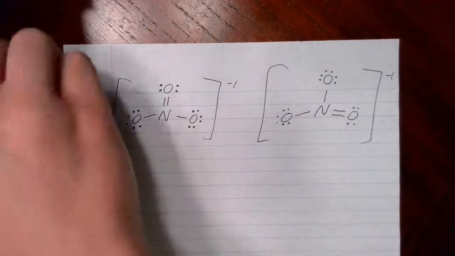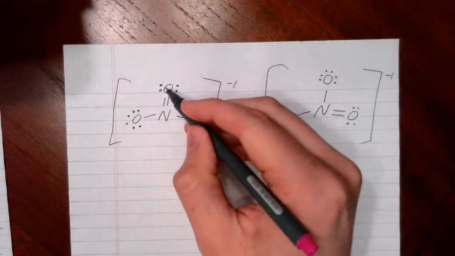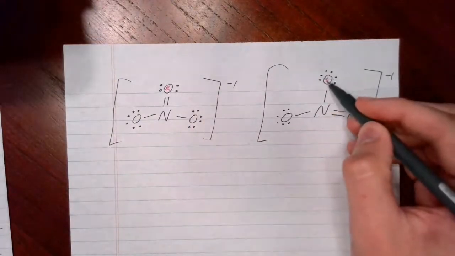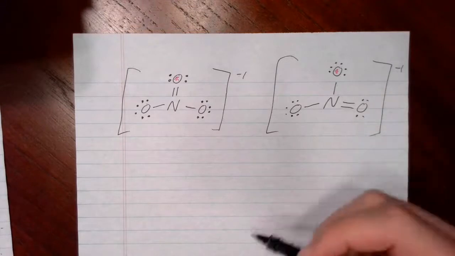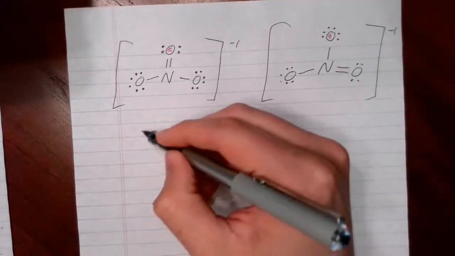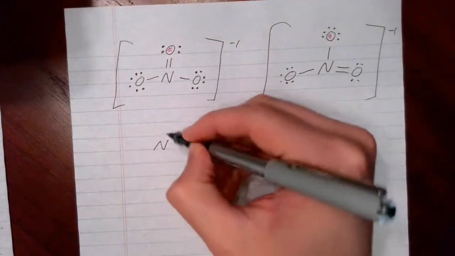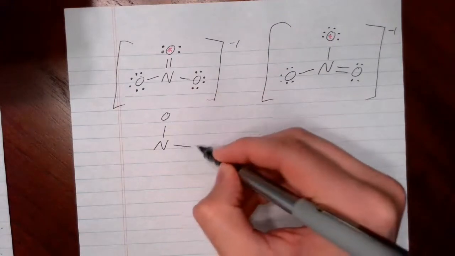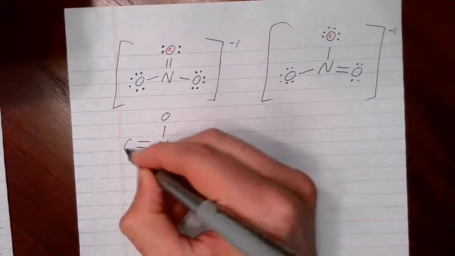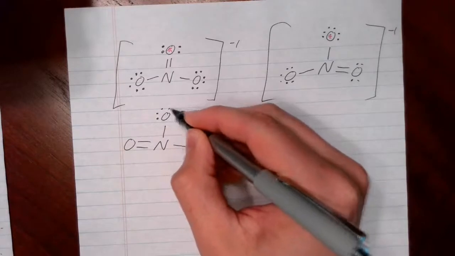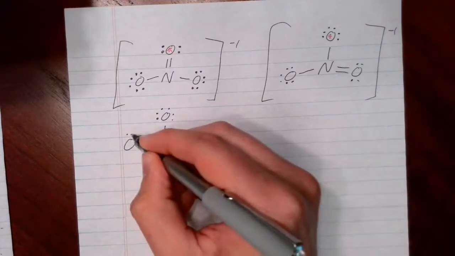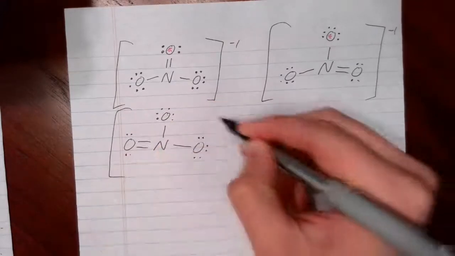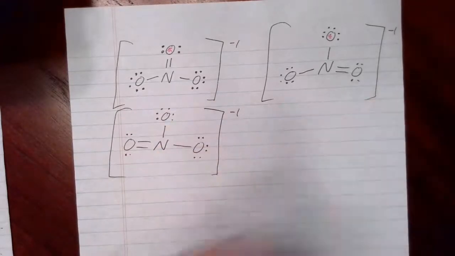So I'll just color this oxygen pink. So let's say the pink oxygen is the pink oxygen over here. So now I have the double bond on a different oxygen. Okay, so I could have done a different thing rather, and got an equally valid answer. So I could have done this. I could have double bonded this nitrogen and oxygen together. Okay. This answer is also perfectly valid.